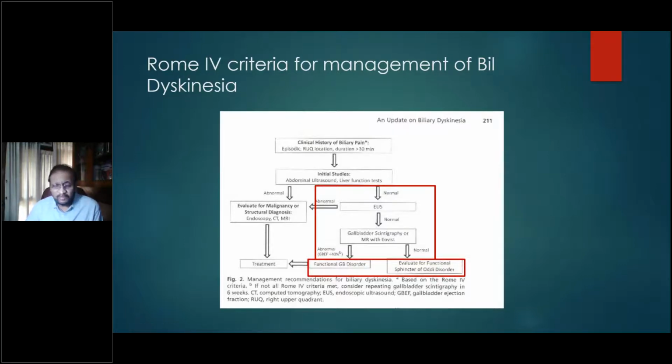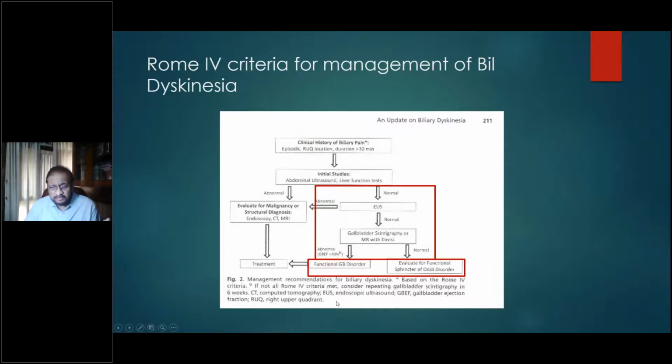So ultimately you land up with what? With an ejection fraction of less than 40% or a normal ejection fraction. If normal, with all these positive, all conforming, and normal EUS, normal ultrasound, etc., he has got a sphincter of Oddi problem. If he has got a less than 40% scintigraphy ejection fraction, he's got a functional gallbladder disorder.